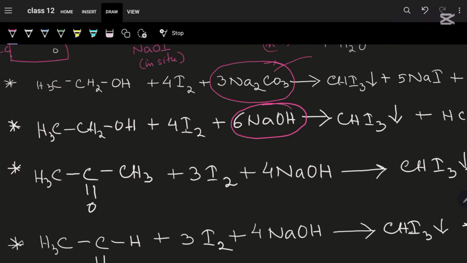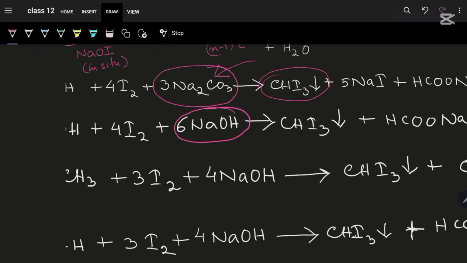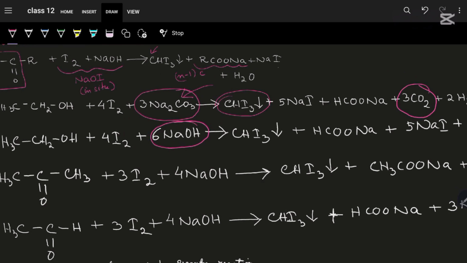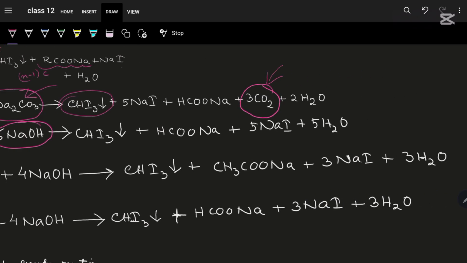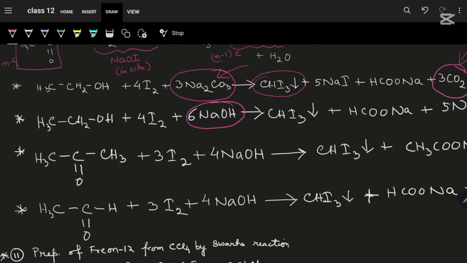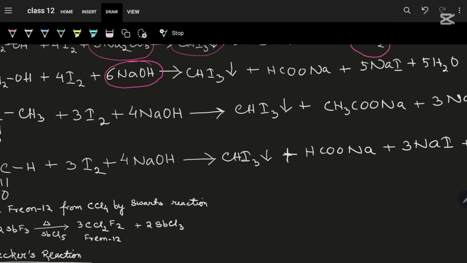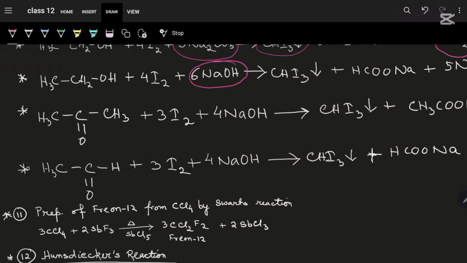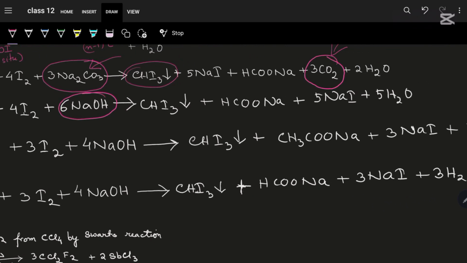This is not with NaOH, this is with sodium carbonate, Na2CO3, where ethanol is reacting with I2 and again giving you iodoform. And remember, with Na2CO3 you are also getting CO2. But with NaOH, you are just getting NaI and H2O along with the other 2 products. So these are the examples of iodoform reaction, the 4 set of reactions which I have given.